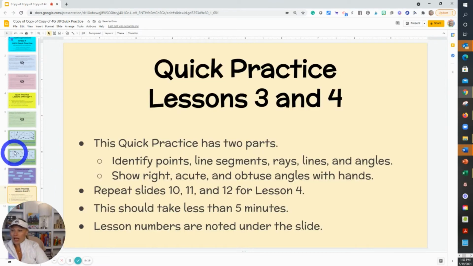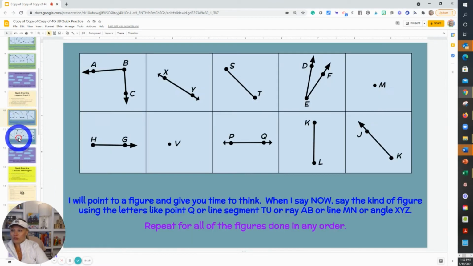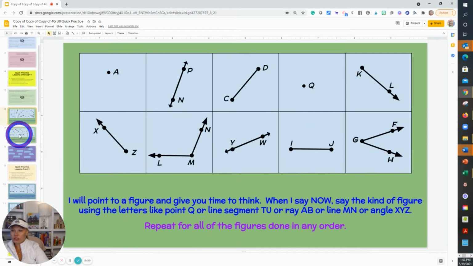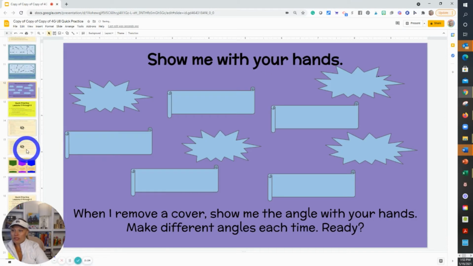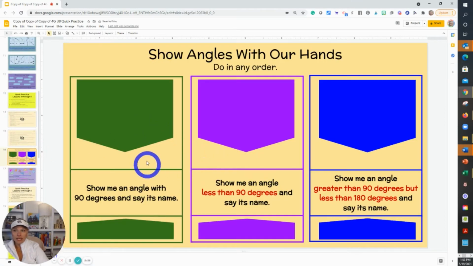Then you're going to do that for the first set of lessons. You have lessons 3 and 4. So this would be lesson 2 right here. Then you have lessons 3 and 4. You would show these. Then lesson 5, you get to this.